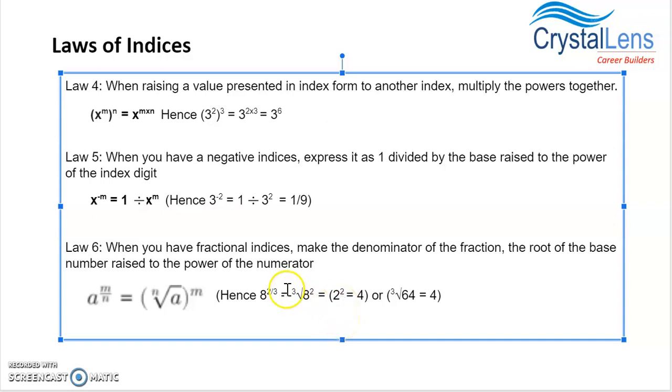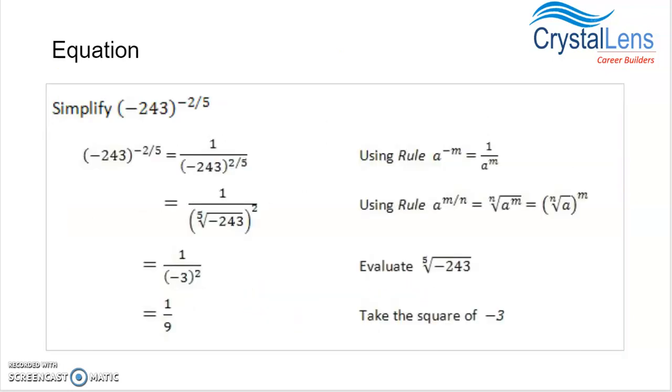The cube root of 8 is 2, because 2 times 2 times 2 will give you 8, right? Then you raise it to power 2. So 2 raised to power 2 is 4. Or you could decide to first raise it to the power of 2. That means 8 raised to power 2 will give you 64. Then you find the cube root of 64, which will give you 4. And this is just a simple equation to put to practice what we have learned today.